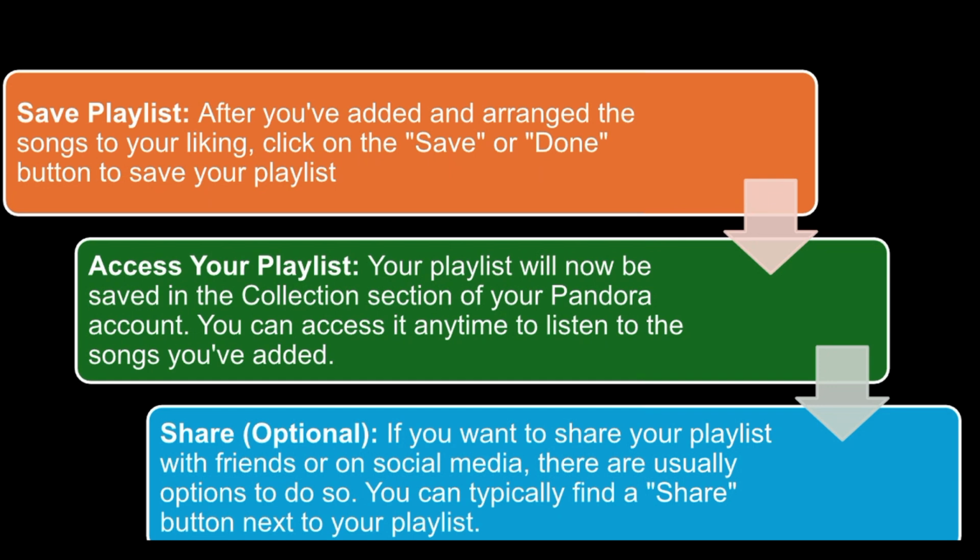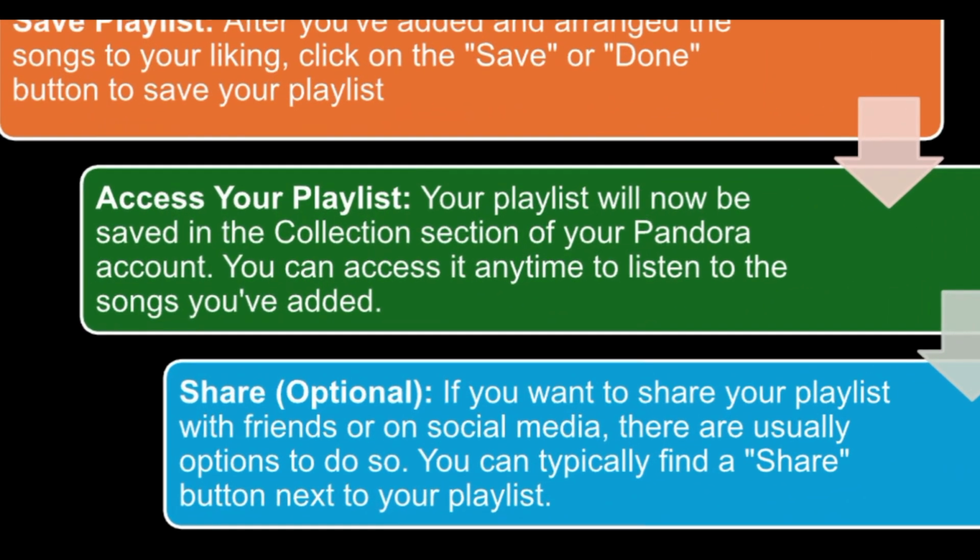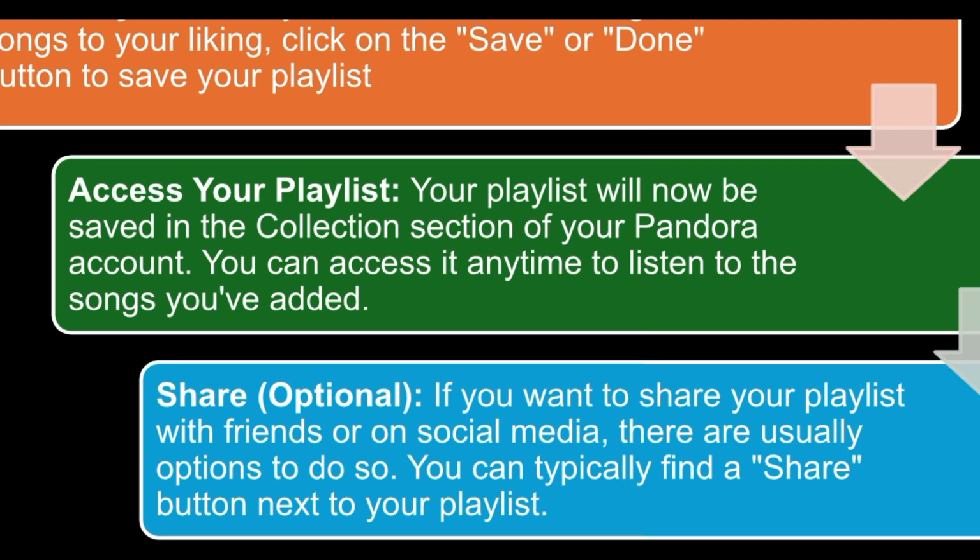Then save your playlist. After you have added and arranged the songs to your liking, click on the Save or Done button to save your playlist. Then access your playlist. Your playlist will now be saved in the collection section of your Pandora account. You can access it anytime to listen to the songs you have added.